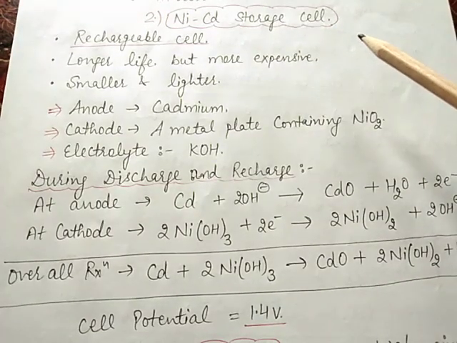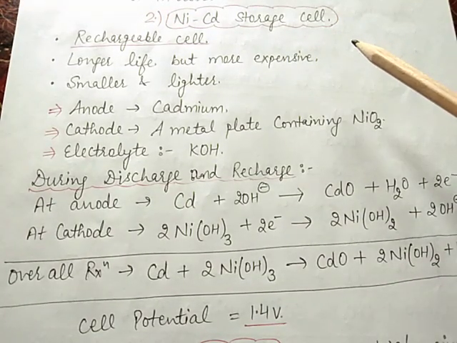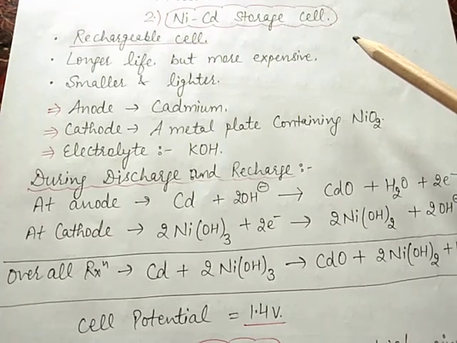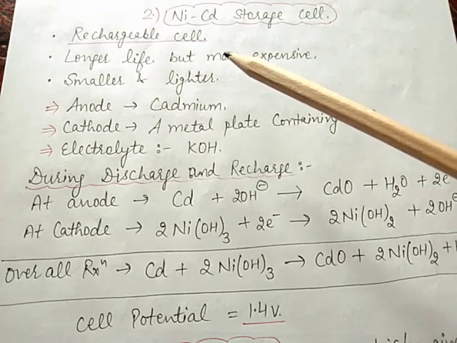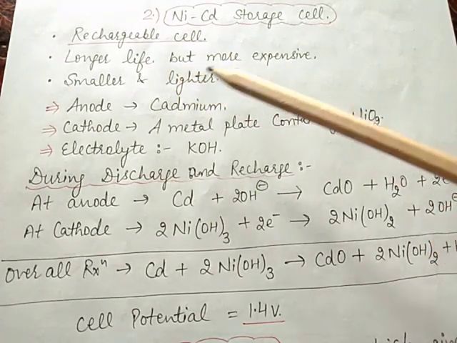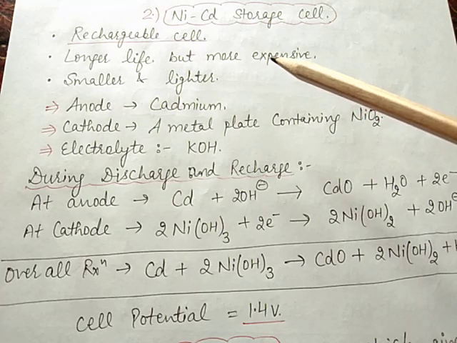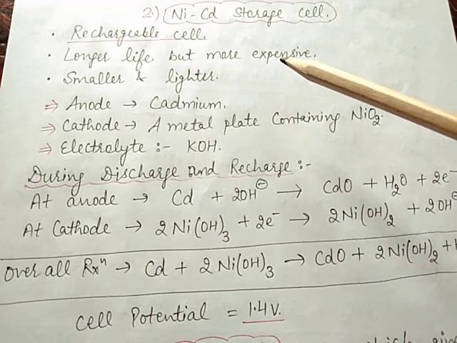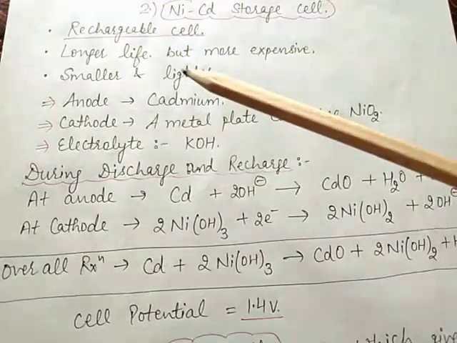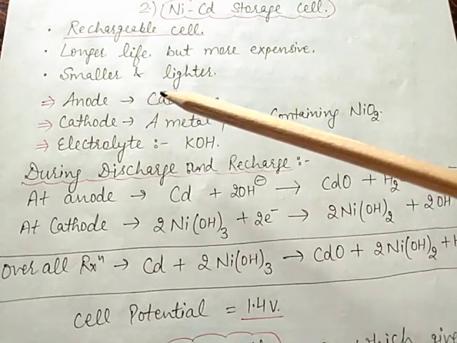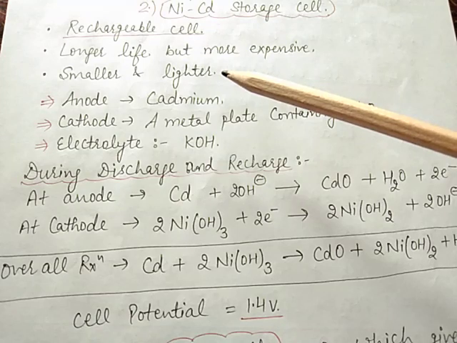Now the second type of secondary cell is the nickel cadmium storage cell. This is also a rechargeable cell. It has a longer life, but it is more expensive than the lead storage battery. Its main advantage is it is smaller and lighter.